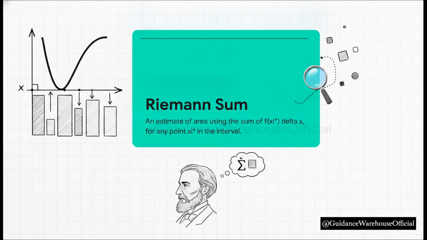Left edge, right edge, actually scratch that. It could be the exact middle or even completely random. It really doesn't matter. As long as you pick a point to establish the height for each rectangle and add them all up, you are performing a Riemann sum. It's named after Bernard Riemann, the 19th century mathematician who brilliantly formalized this entire method.